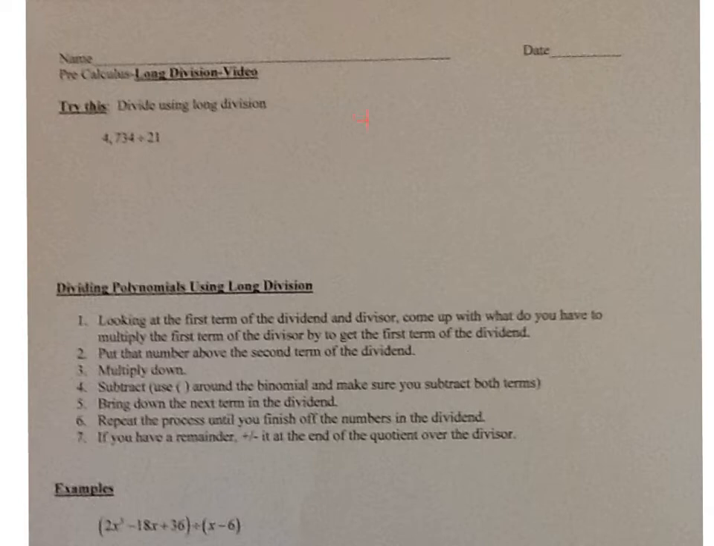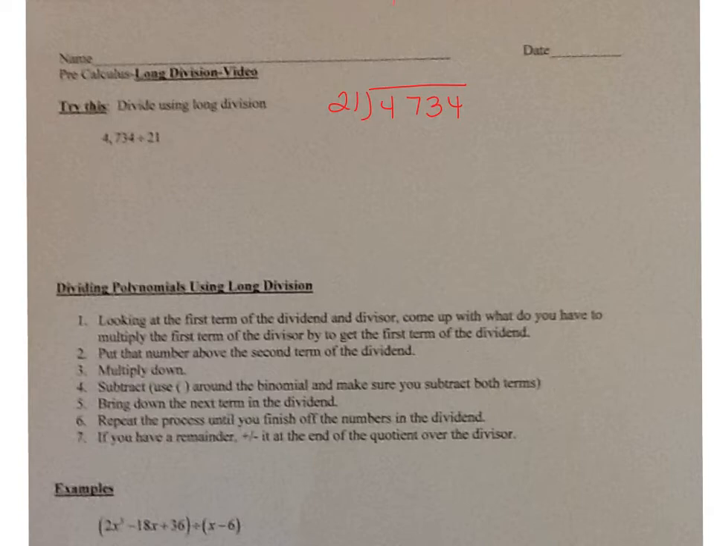It's 4,734 divided by 21. All right, so just a refresher, this number underneath the bar, that's called your dividend, and the number that's being divided into the dividend is called your divisor.